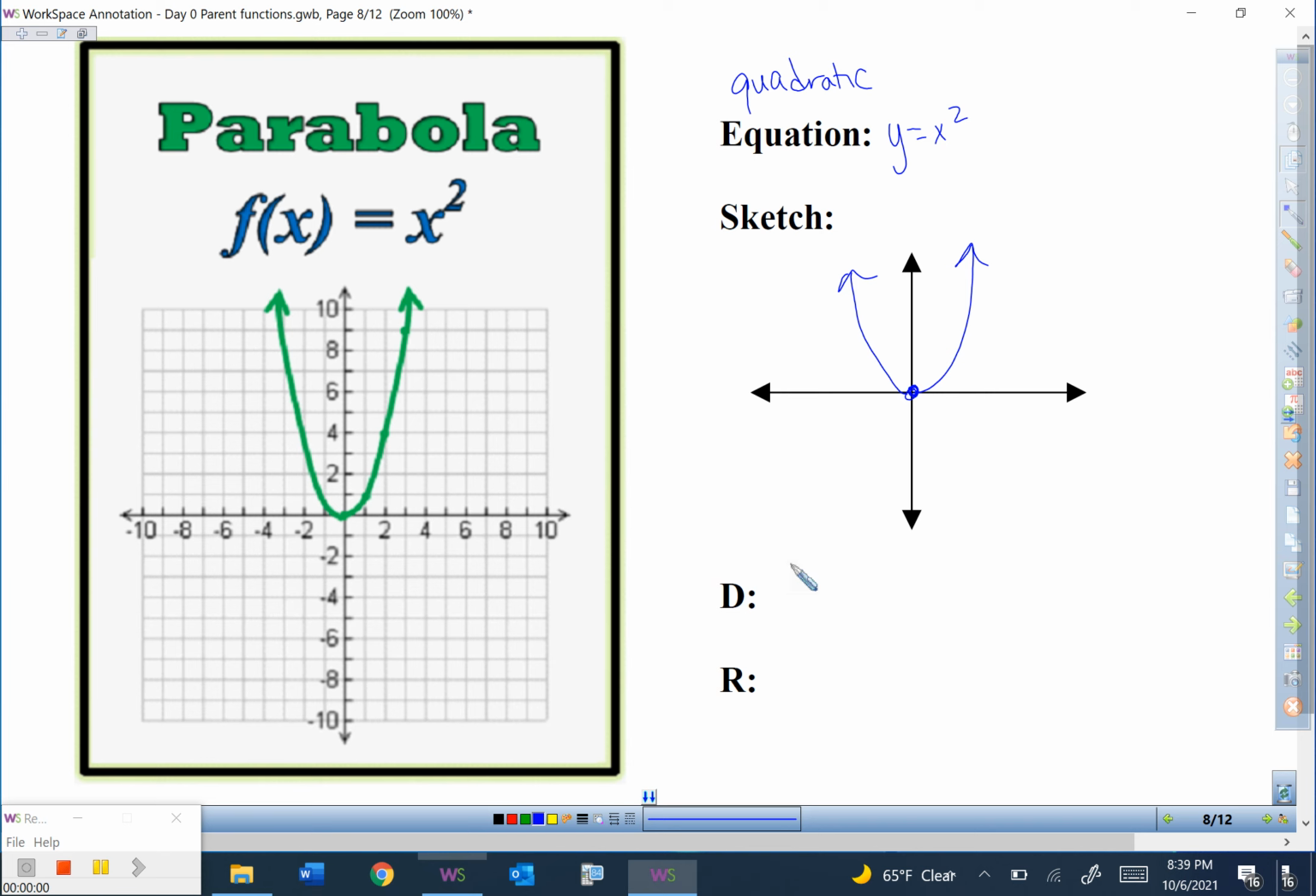Then our domain is all real numbers. We know that because we can square any number in the world. And when we square stuff, we're starting at 0 and going bigger from there. Go ahead and put that 0, 0 on your graph, just like we have been.